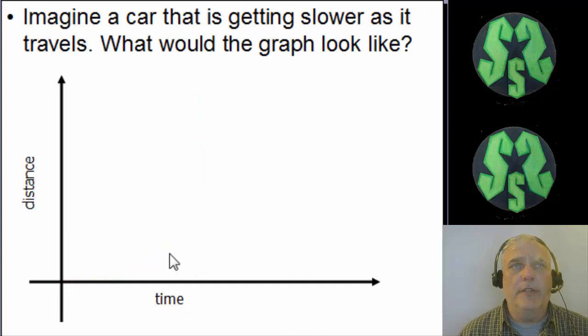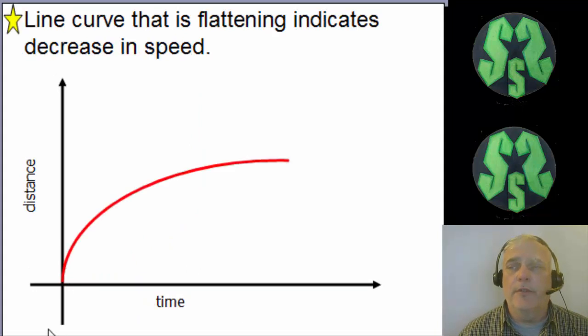Conversely, if the car is getting slower as it travels, we would expect the curve to do what? It's going to be going fastest here, so it's going to be more vertical here, and it's going to be slowing down, slowing down, slowing down until it gets closer and closer to the horizontal line.